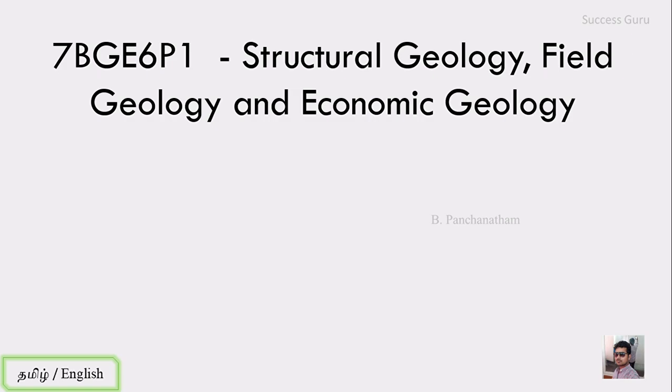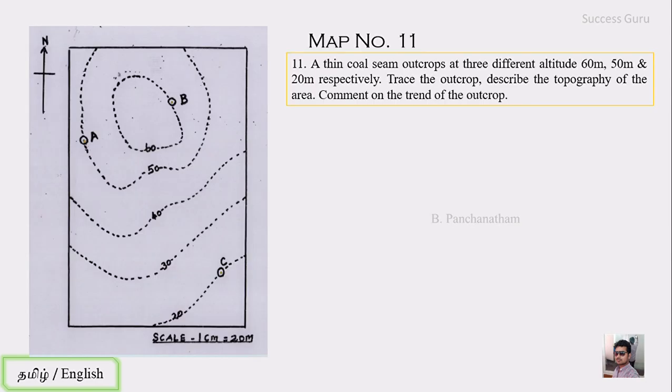We are in our practical lecture, and this will be lecture number 8. Today we are going to solve map number 11. And here is the question. A thin coal seam outcrops at three different altitudes, that is 60 meter, 50 meter, and 20 meter respectively. Trace the outcrop, describe the topography of the area, and comment on the trend of the outcrop.